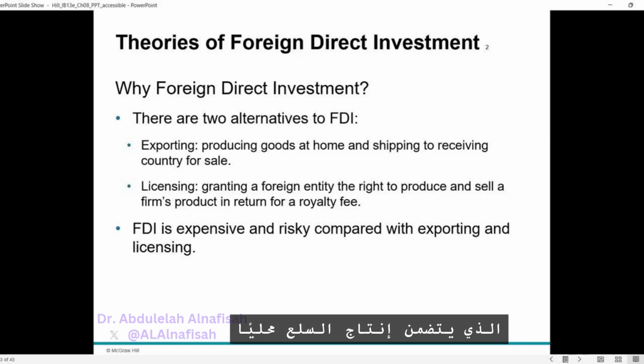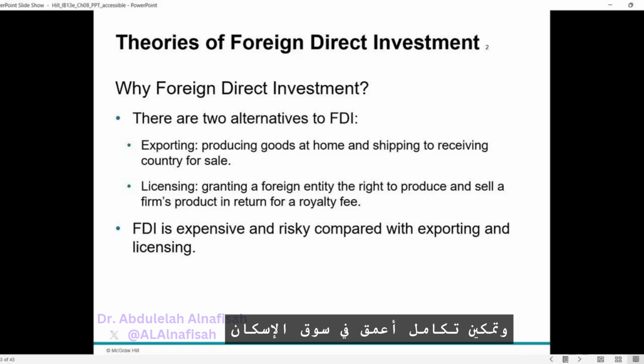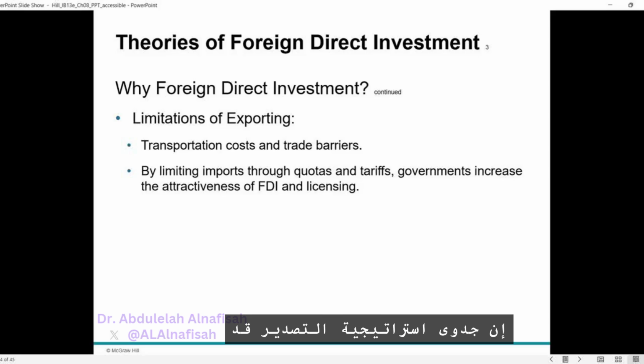Exporting, which involves producing goods domestically and shipping them abroad, avoids FDI costs, but can face transportation expenses and trade barriers. Licensing allows a foreign entity to produce and sell the firm's product in exchange for royalties, minimizing direct investment risks. However, both exporting and licensing have significant limitations. Exporting can be hindered by logistics and tariffs, while licensing risks loss of control over production quality and proprietary knowledge, and may create future competitors. FDI offers firms more control over their operations, protecting their technology and strategic interests, and enabling deeper market integration to maximize returns. The viability of an exporting strategy can be limited by transportation costs and trade barriers.